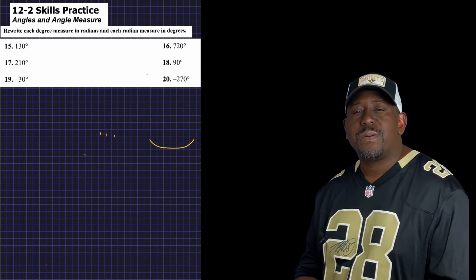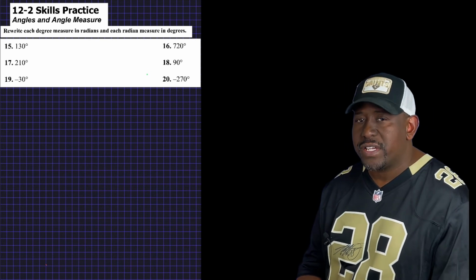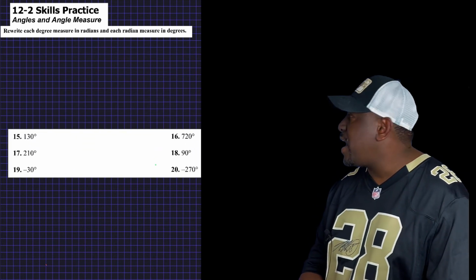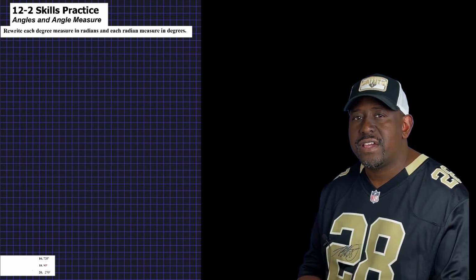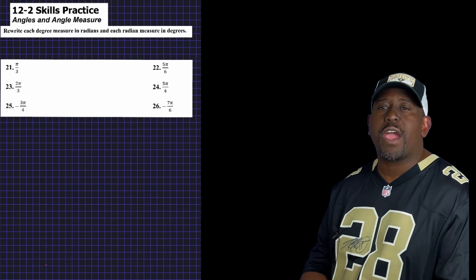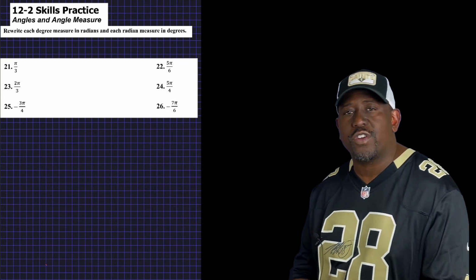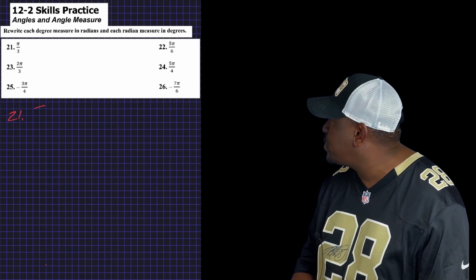So we did a positive degree measure. We did a negative degree measure. So now we're going to go the reverse. We're going to now go from radians to degrees. So I assume that's what the next group of problems will entail. There we go. So now we have a bunch of radian measures that we want to convert into the equivalent degrees. So let's see which one of these 6 the NOLA Mathman will do.